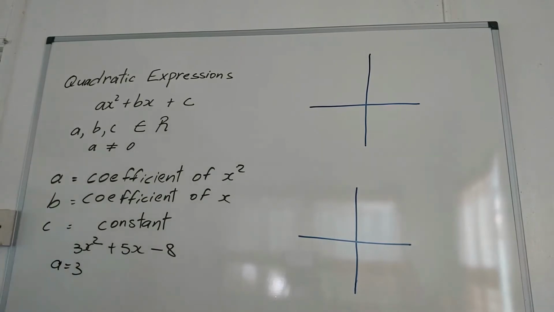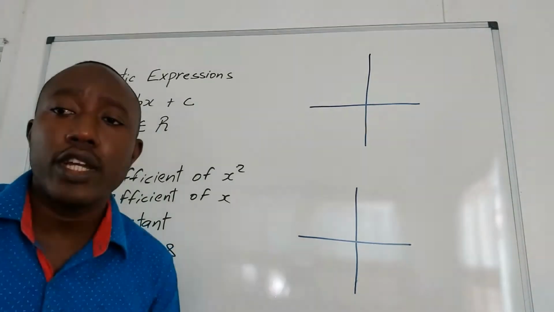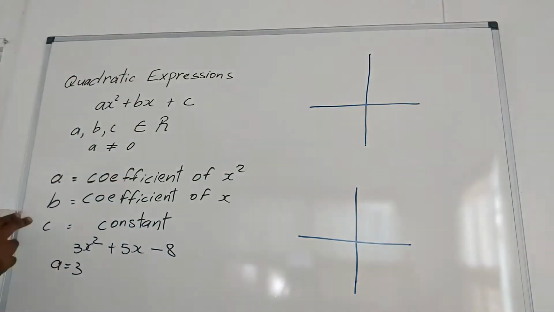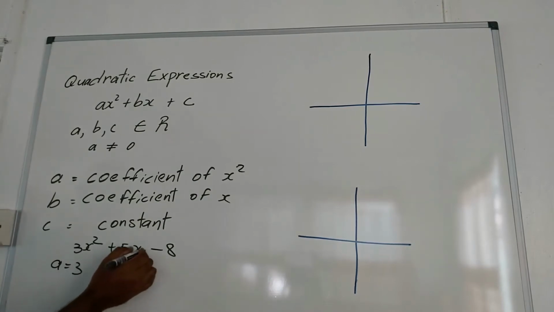Now, b represents the coefficient of x. So what is the coefficient of x here? We have 5x, so the coefficient of x is 5. So b is equal to 5.